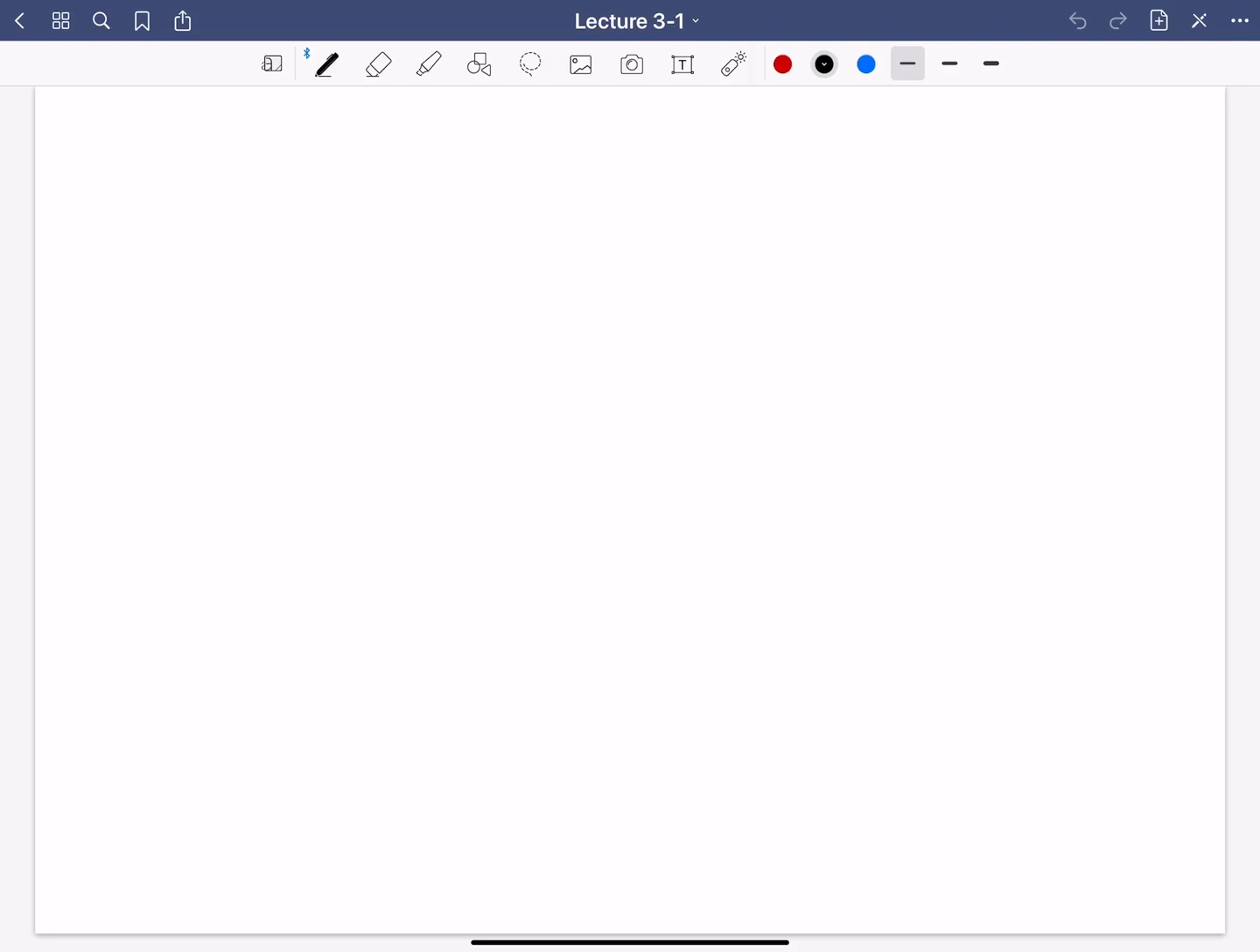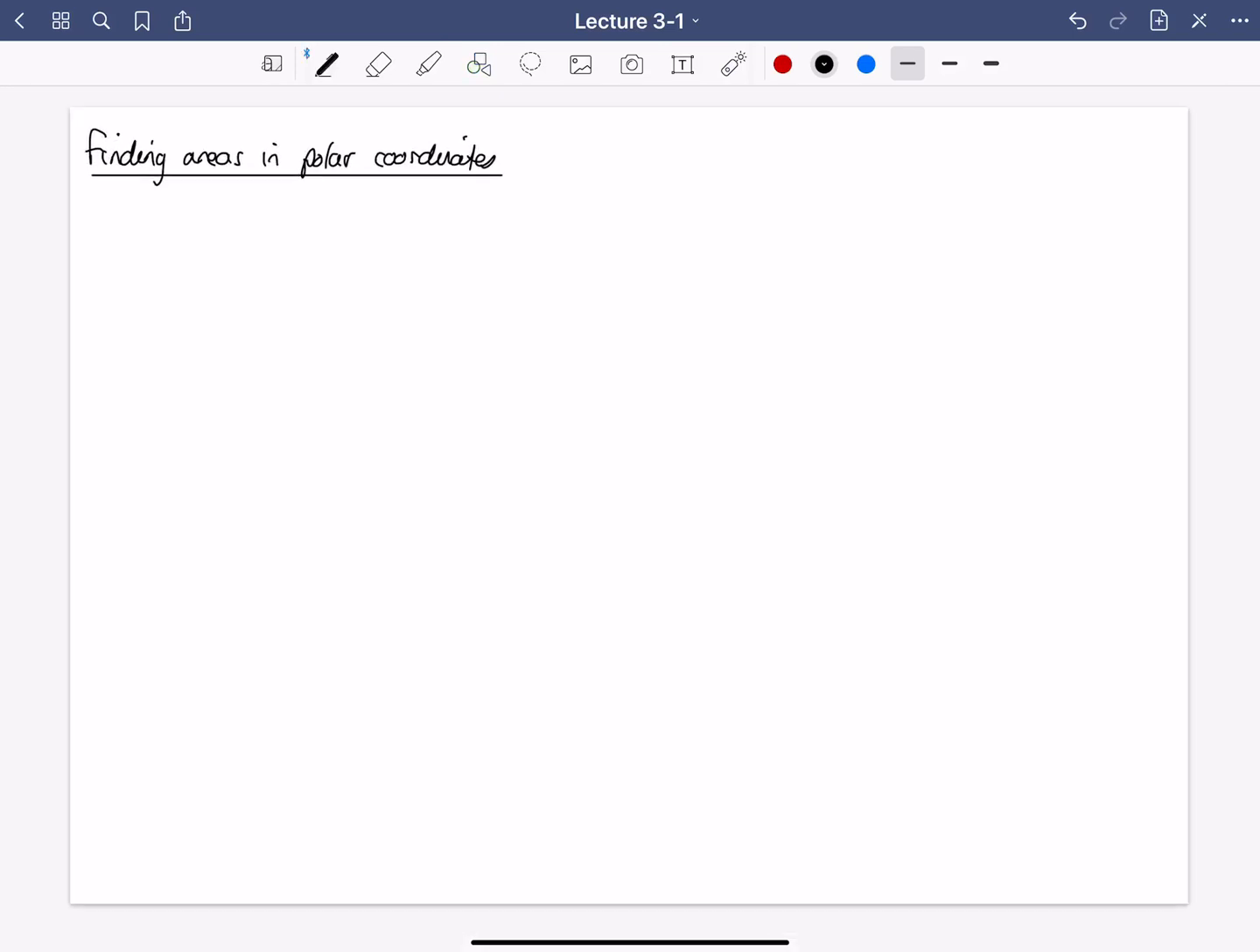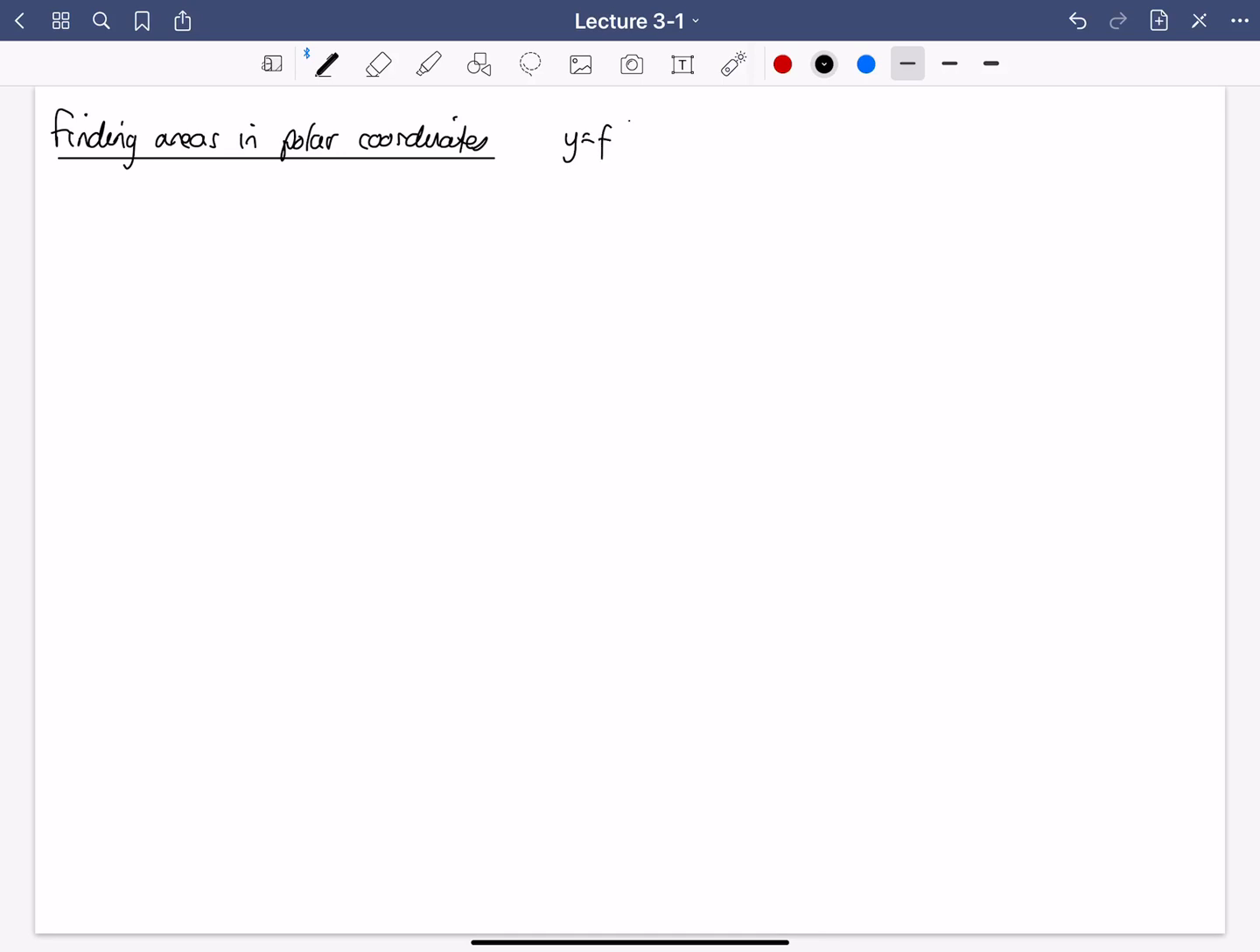So I need to just finish up talking about polar coordinates. First of all, I want to explain how to find areas in polar coordinates. Whereas when you had a Cartesian graph, y equals f of x, we would find the area under the curve between two values of x, x equals a and x equals b. Now we've got some polar graph, so r is a function of the angle theta.